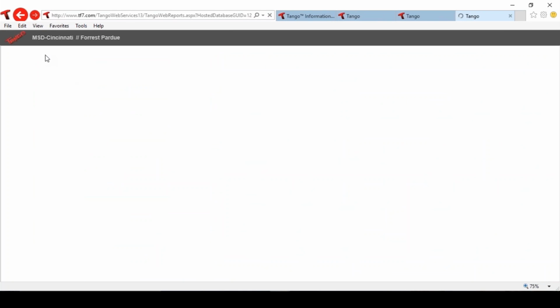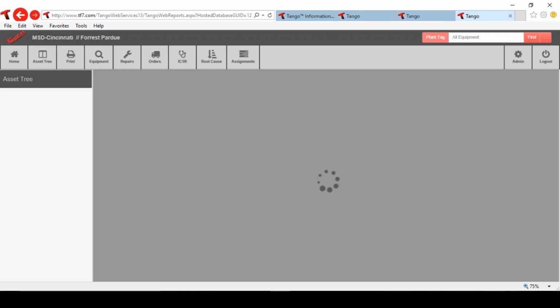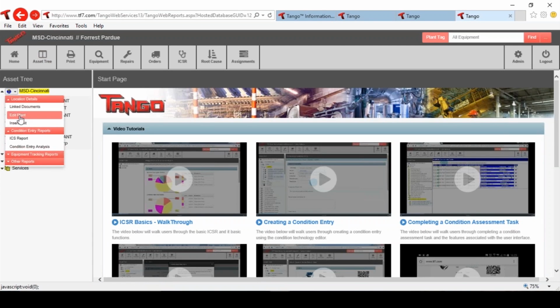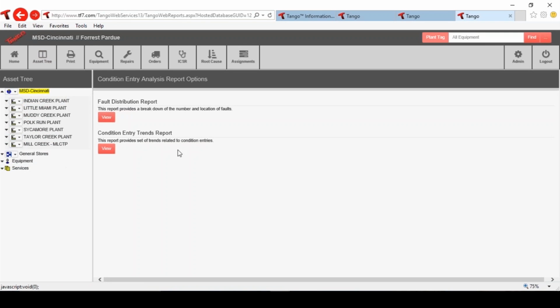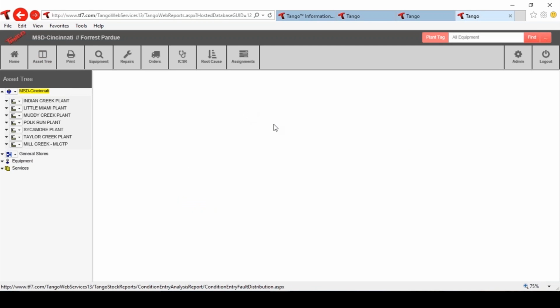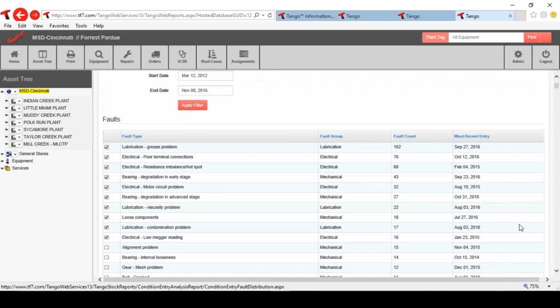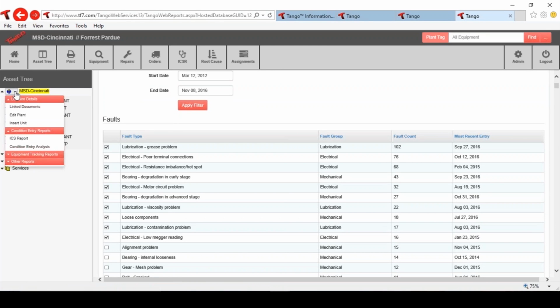another program. I have permission from a few of the clients to go to their databases, and so let's look at MSD, which is a sewer district of Cincinnati. And let's run that same report. Condition entry analysis and fault distribution. And here I could have filtered it to a technology and to a date range. I just let it default.